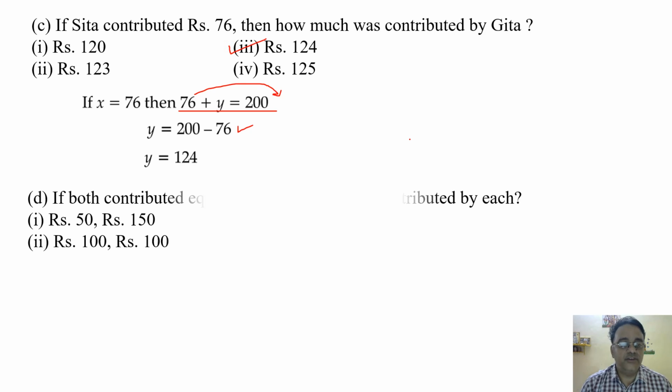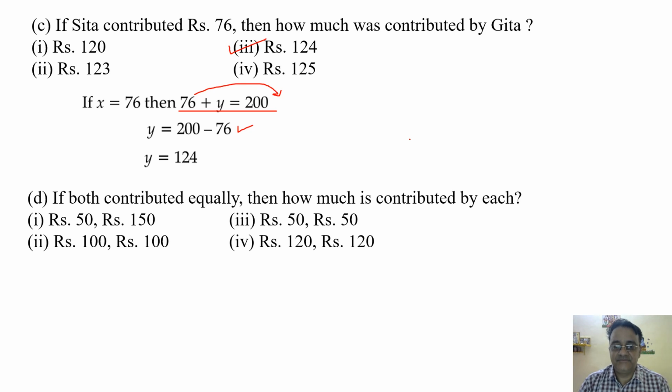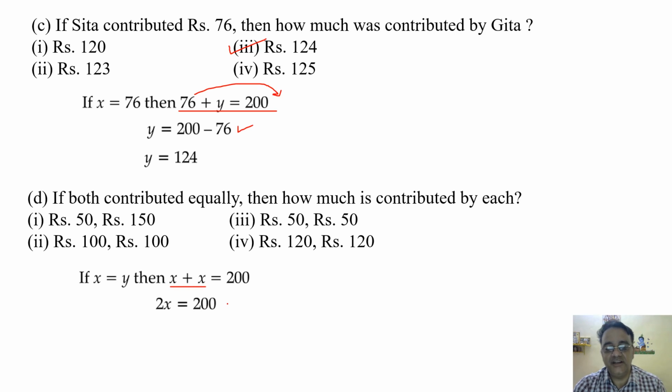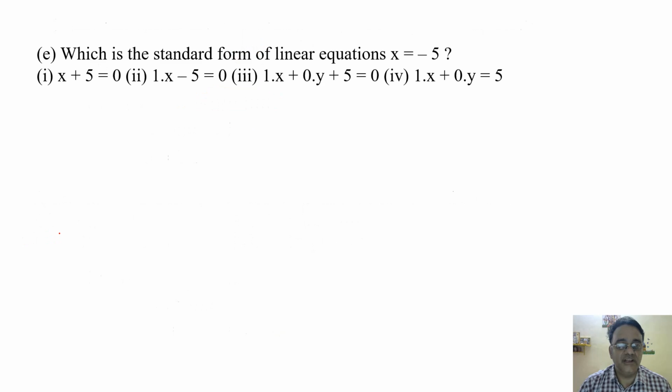Right. Now, if both contributed equally, then how much is the contribution by each? Option 2, right? 100, 100. So that is x plus x is equal to 200. So 2x is equal to 200. So x is equal to 100. So the correct option is the second one. Right. So now we are moving toward the last question.